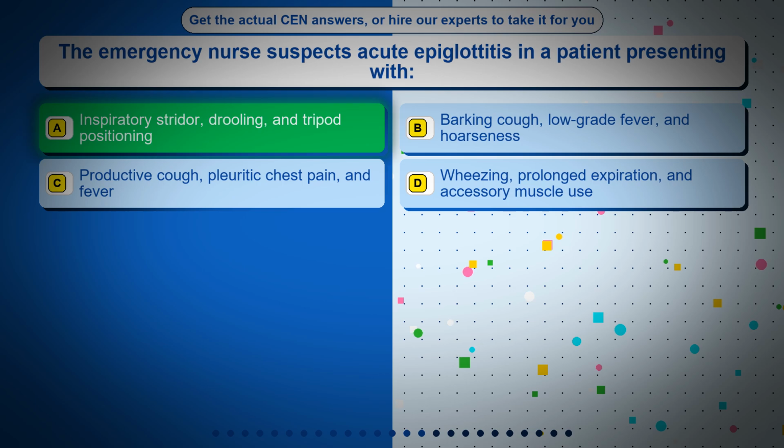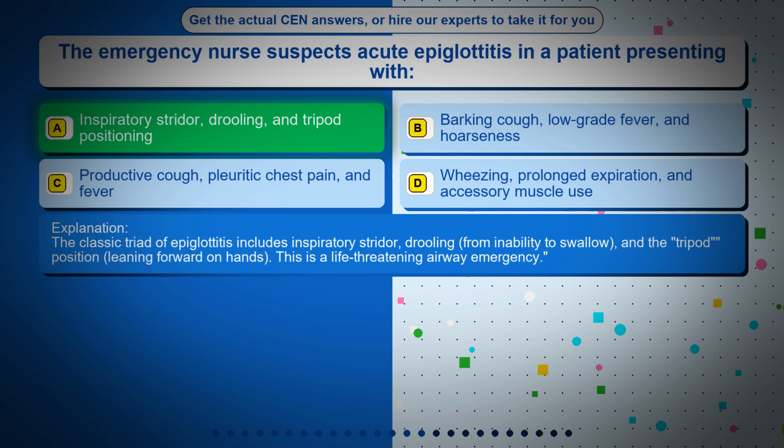The correct answer is Option A, inspiratory stridor, drooling, and tripod positioning. The classic triad of epiglottitis includes inspiratory stridor, drooling from inability to swallow, and the tripod position, leaning forward on hands. This is a life-threatening airway emergency.